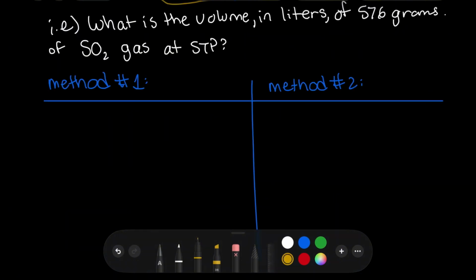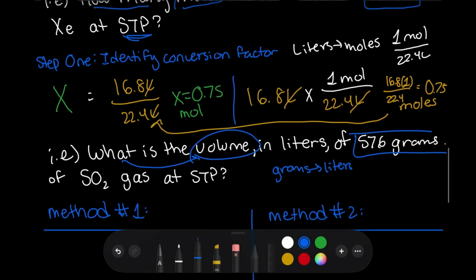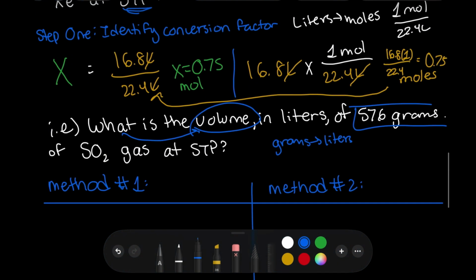Here's a second question. What is the volume? So we're looking for the volume in liters of 576 grams of sulfur dioxide gas at STP. So here's my thinking process. This question wants us to go from grams to liters. But did we learn about that? Did we learn how to go from grams to liters? No. We learned how to go from moles to liters and liters to moles. However, we can still convert the grams into moles and then into liters.